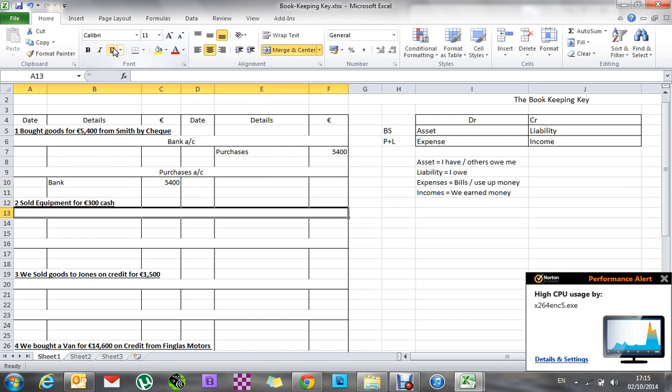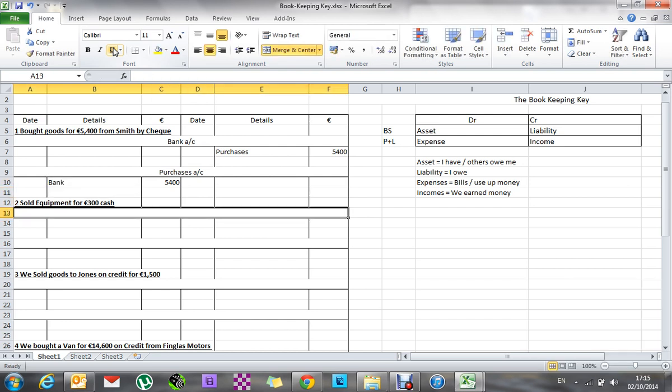So I sold equipment for cash. So name the two accounts again. Sold equipment. So equipment isn't something I sell on a regular basis, so I won't put it into my sales account. It'll be something that will come out of my equipment account. And equipment is an asset account. So this time I'll deal with this account first before I move on. So equipment is an asset account.